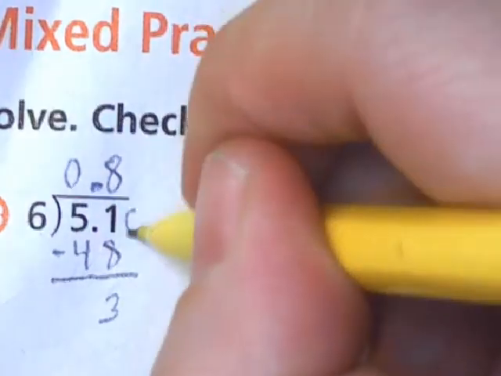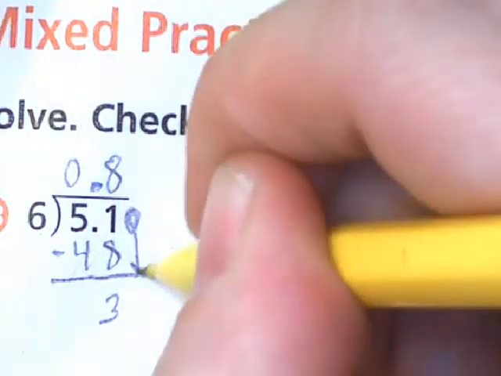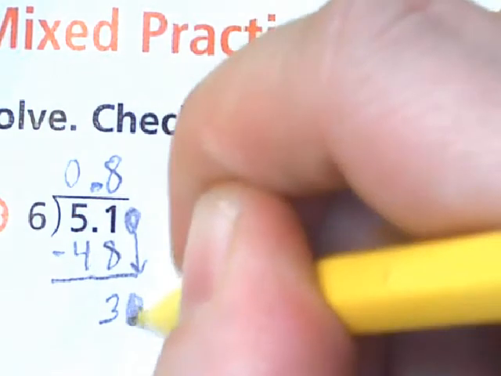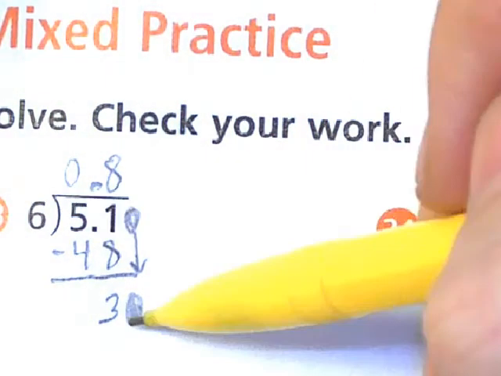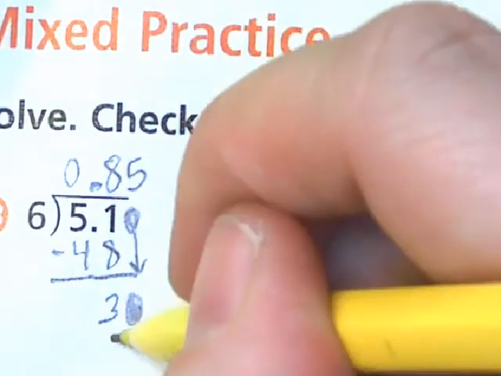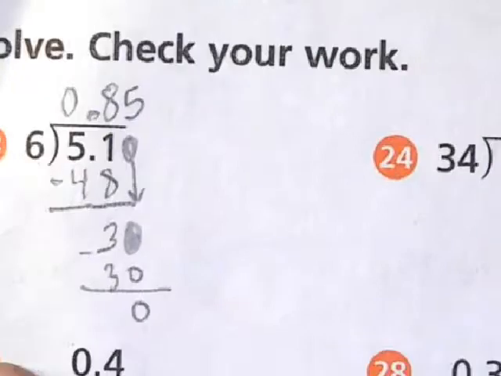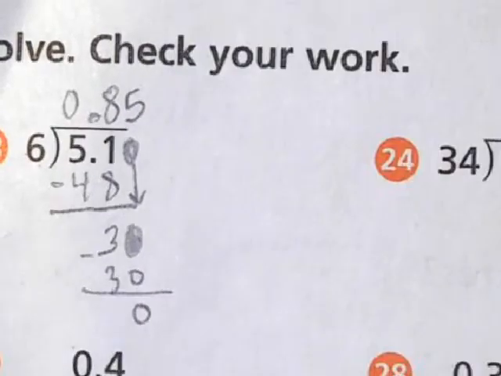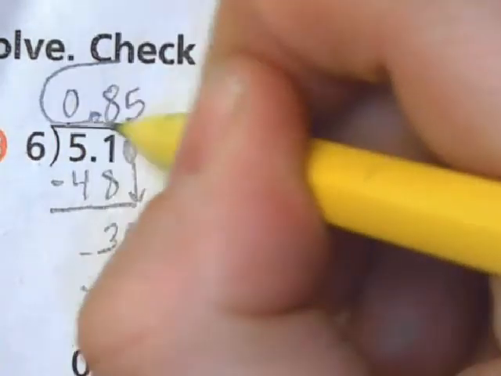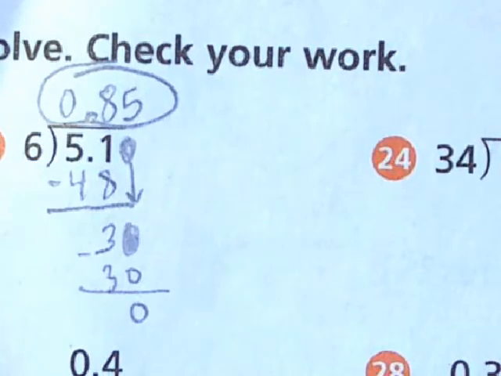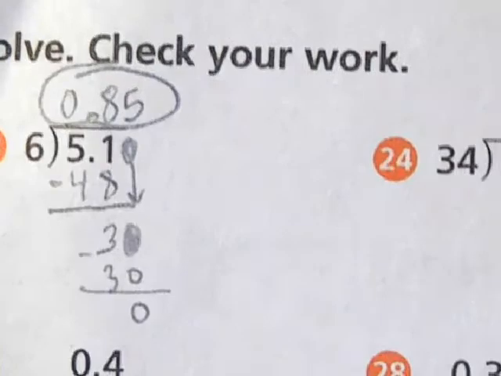And in this case, do I say it's 0.8 remainder 3? No way. I drop down the ghost 0. So how many times does 6 go into 30? 5 times. And then my proof is right there. So the answer is 0.85. Circle that with pencil.